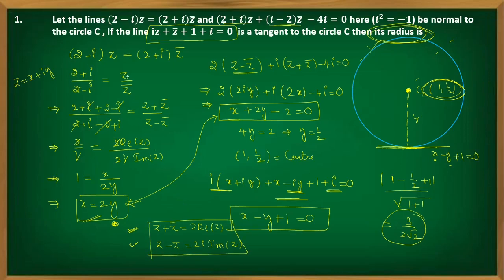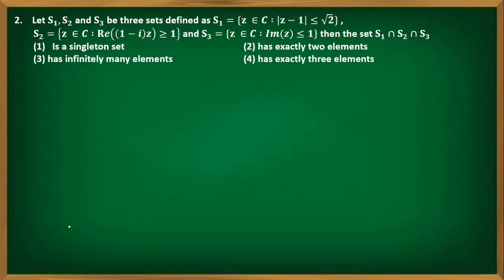Otherwise, simply you can substitute z is equal to x plus iy. You multiply and compare, then also you will get the Cartesian form. Okay, right. Now let's see the second one.